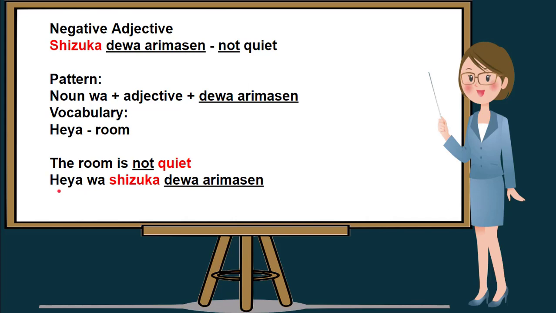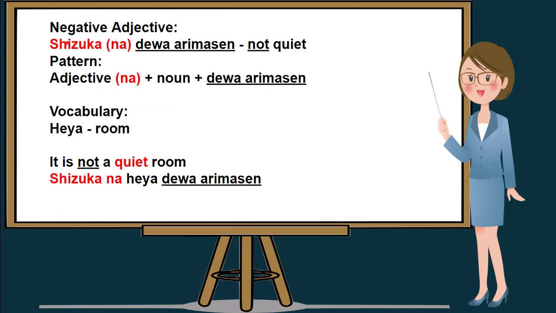Following the pattern noun wa, Heya wa, or the room, followed by the adjective Shizuka, and followed by dewa arimasen. The room is not quiet in Nihongo is Heya wa Shizuka dewa arimasen. I'll repeat, Heya wa Shizuka dewa arimasen.